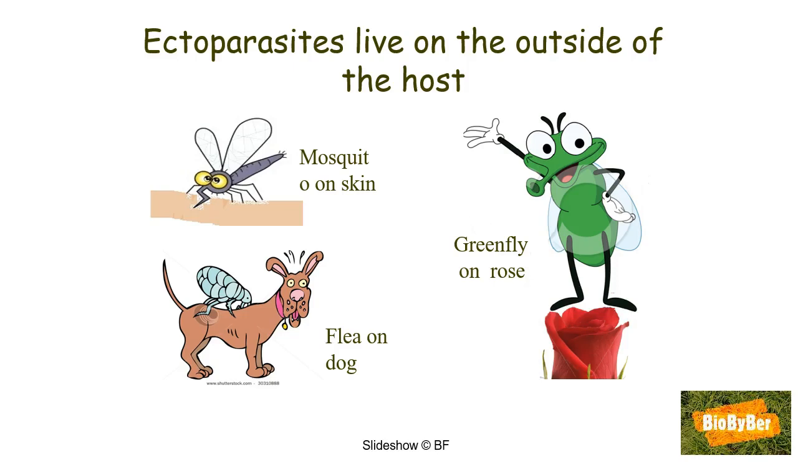Ectoparasites live on the outside of the host. Ecto meaning outside, so we had ectoplasm and ectoderm before. Now, strictly speaking, according to the syllabus, we don't really need to know these definitions. However, again, there's no harm to have them in your back pocket. An example of an ectoparasite would be a mosquito on your skin, a flea living on a dog, or the green fly on a rose.